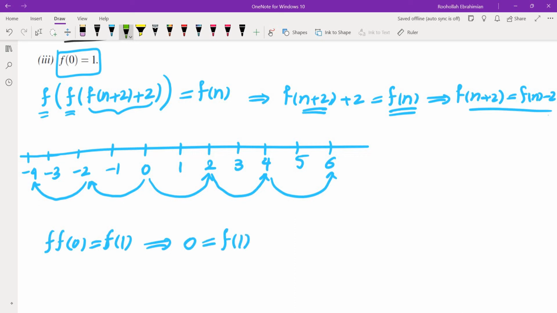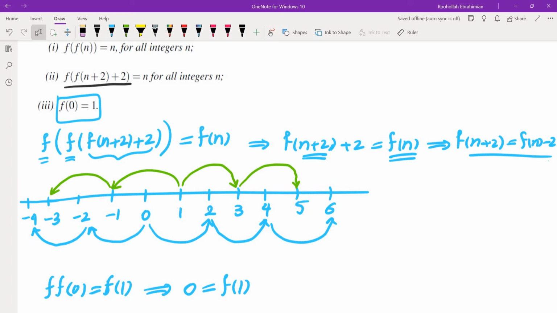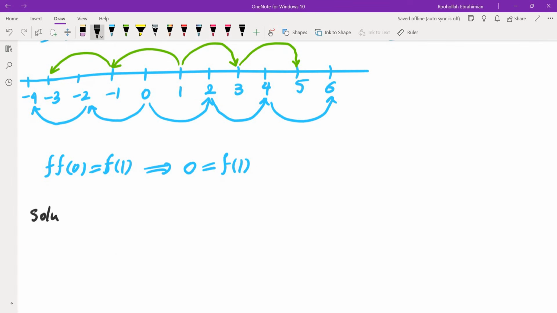So once you have f of 1, then you can get f of 3 using the equalities that we found. Then you can get f of 5, and then you can also go backwards. So once you do that, then you're done. Now, how do we articulate that and put it on paper? So let's write it down.